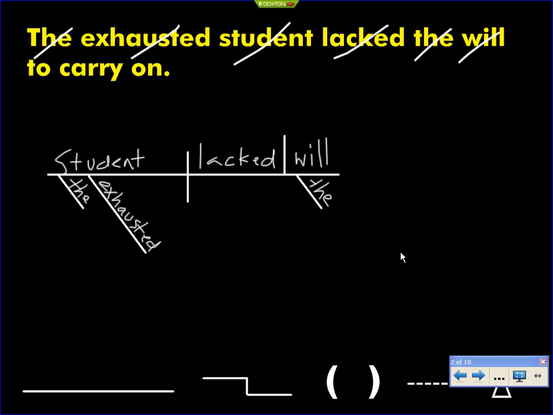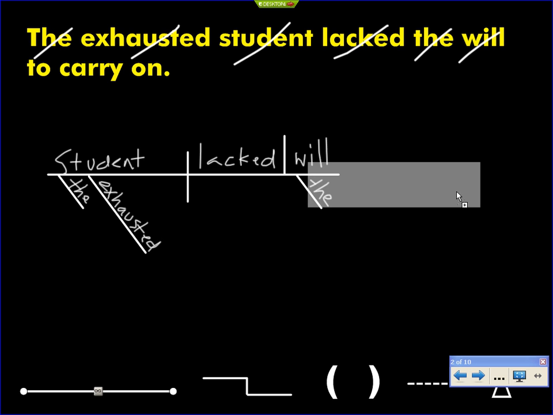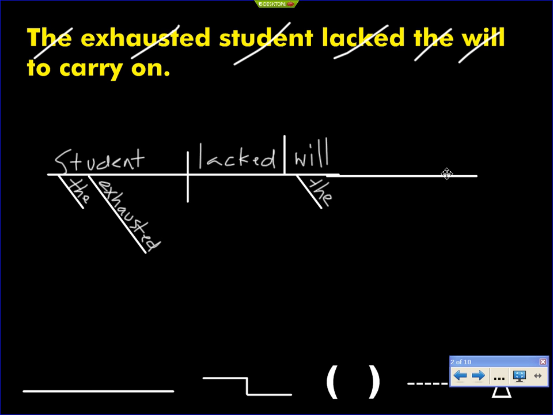Well, you have to make the little line and the triangle line. Connected to what? Last. No, will. It's describing which will. Which will, the will to carry on. So it does modify will. So let me extend the line a little bit here. Okay. And you said that I need the little triangle.